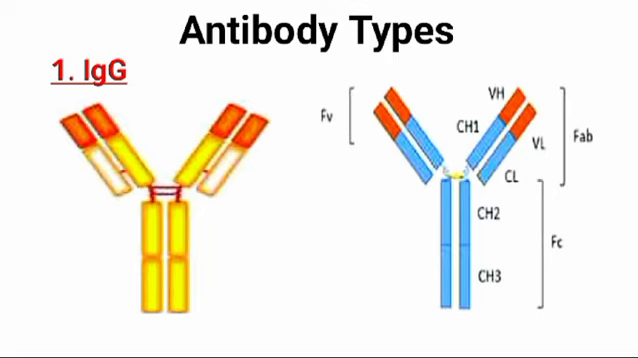Subclasses of IgG in humans are IgG1, which is 65 to 70%, IgG2, which is 23 to 28%, IgG3, which is 4 to 7%, and IgG4, which is 3 to 4%.